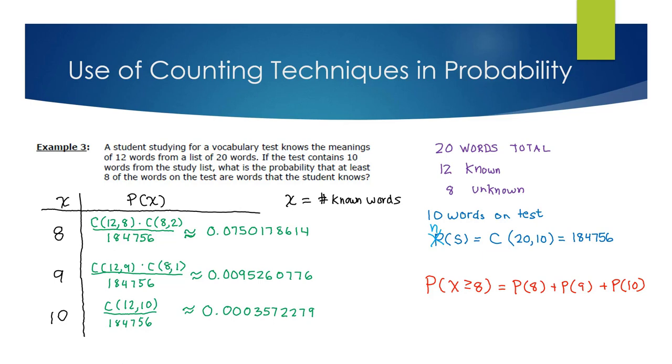And so when I add those probabilities together, I get 0.08490. So the probability that at least 8 of the words, 8 or more of the words on this test, are going to be ones that the student already knows is about 8.4%. So not really a huge percentage, so it would be a good idea to learn the other words.